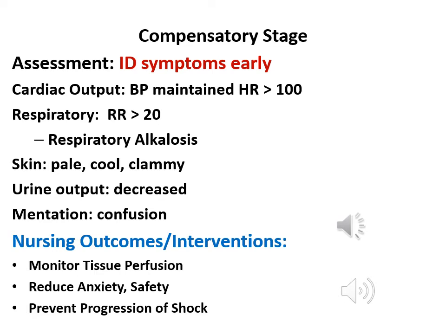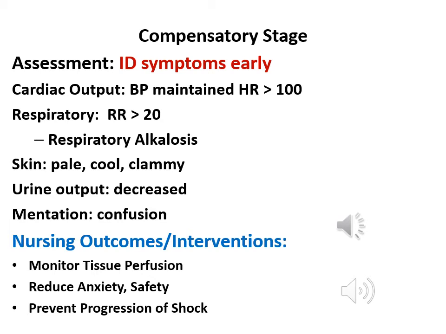At this stage, aldosterone and antidiuretic hormone are released, and in turn, this causes a decrease in urine output. Also, due to this alkalotic state, you may notice confusion in your client. So goals are to identify symptoms and treat the client early, and most important, to prevent progression to the next stage. You want to treat the underlying causes of shock now that you have identified them.